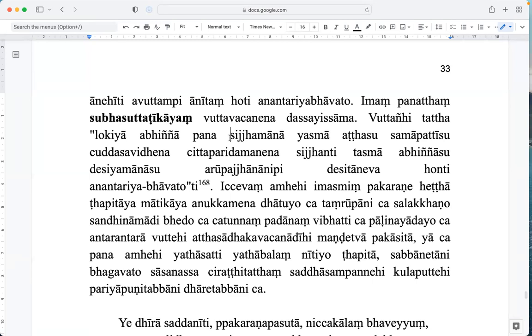So, yasama dasama, therefore abhinya su desiya mana su, when it is found in abhinyana. So arupi jana nibi desita newa hondi. Desita ne hondi. Aruba jana are also expounded, anandariya bhavado, because they are inseparable. So it kinds of samabhati. Penya desiya mana, arubi jana nibi, desi dani niwa hondi. So aruba jana is also already explained. Can you understand?